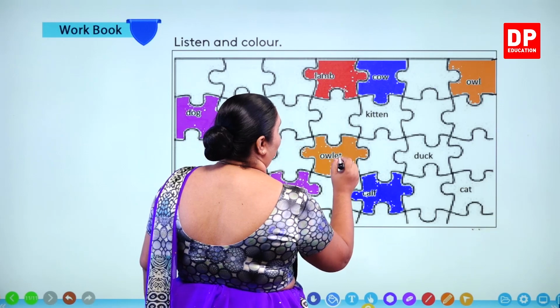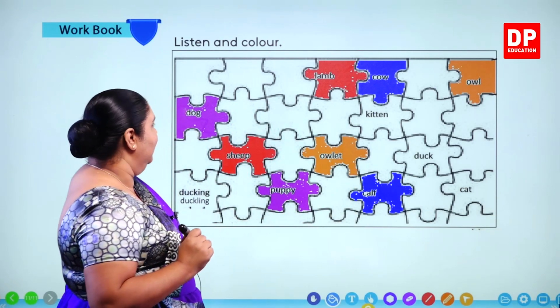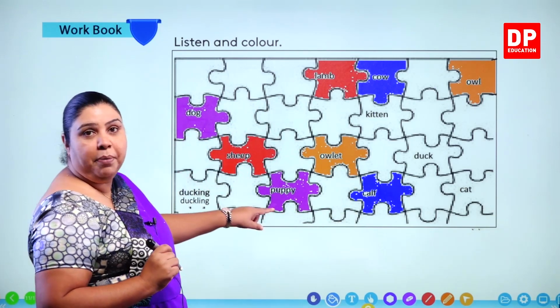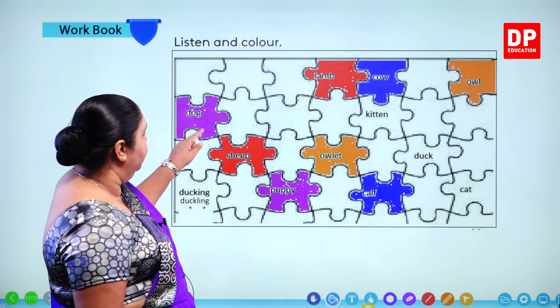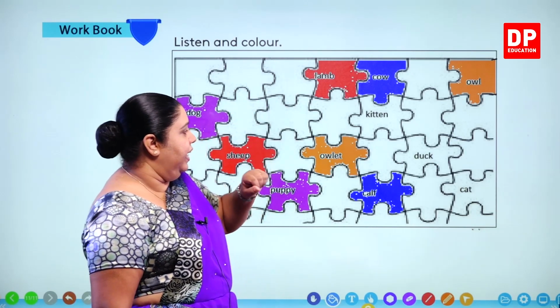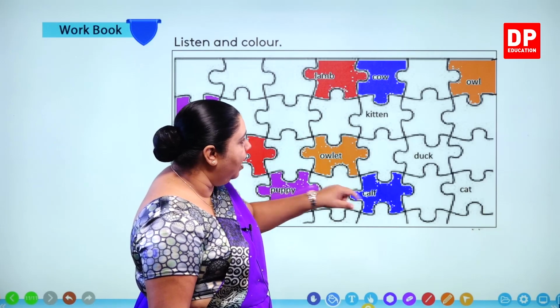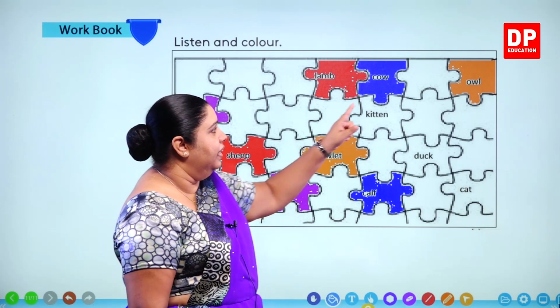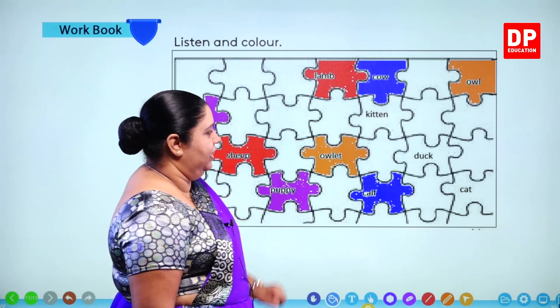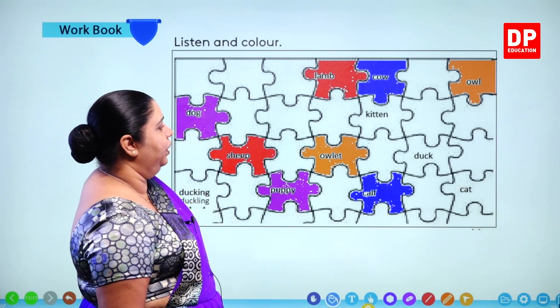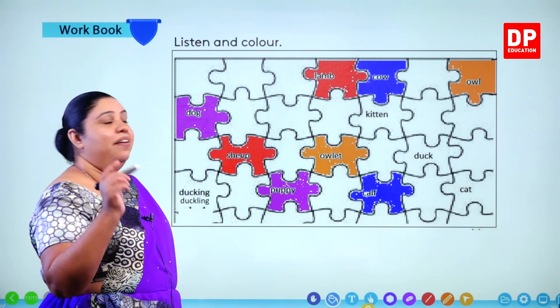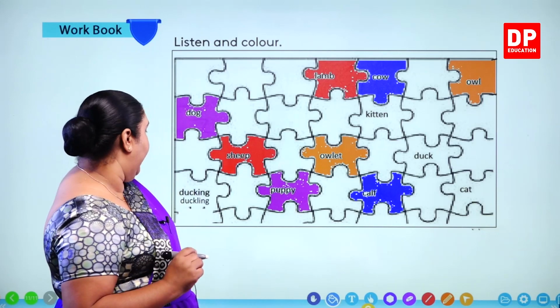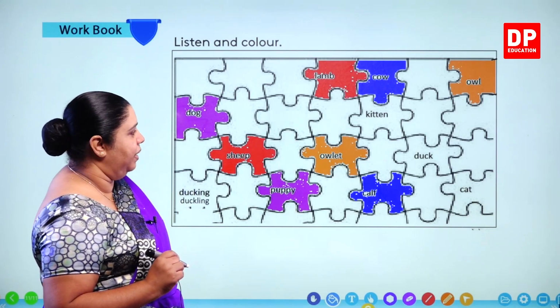O-W-L-E-T, owlet. Okay, right? So now we have the dog and the puppy. Then we have the sheep and the lamb. Then we have the cow and the calf. And we have the owl and the owlet. Then what are we going to do now? We have another two more animals. I hope you can see them.